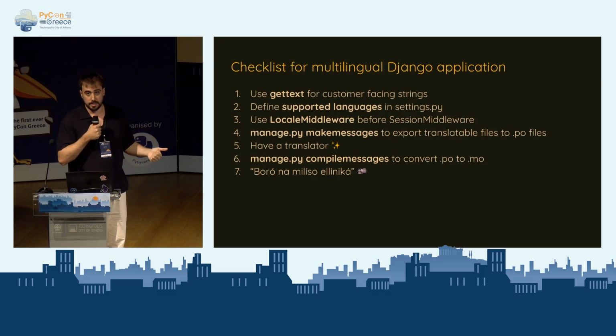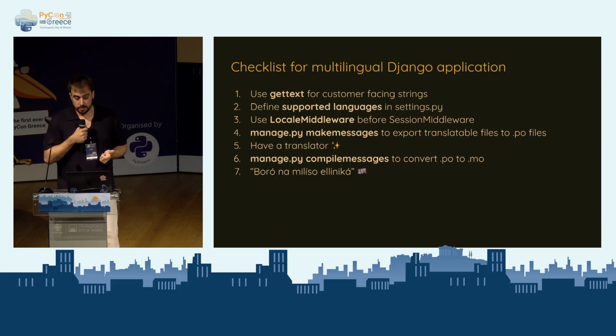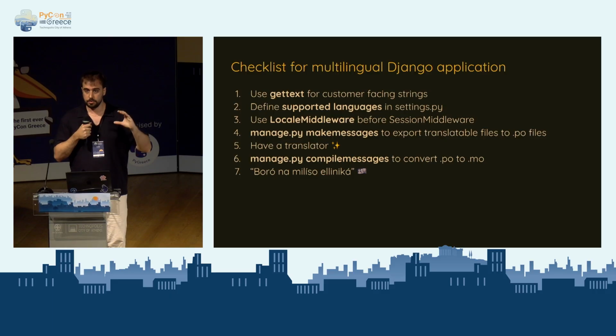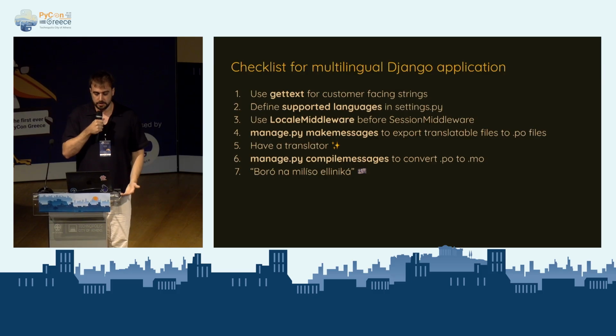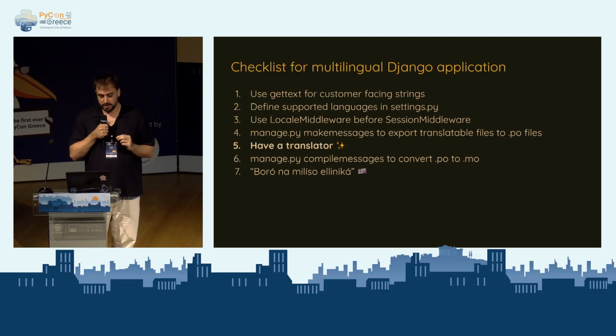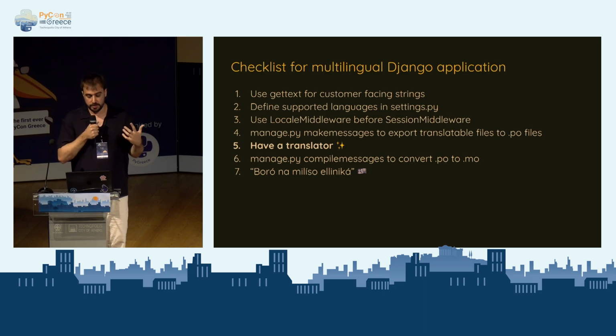We define our gettexts, which text should be translated. We define the languages. We use the middleware. Then we start the translation process. We said we're going to use makemessages. We find the translator. We compile the messages. Yes, now we are speaking Greek. But as I said, having a translator is an expensive thing, and with recent LLMs, I would like to optimize this.